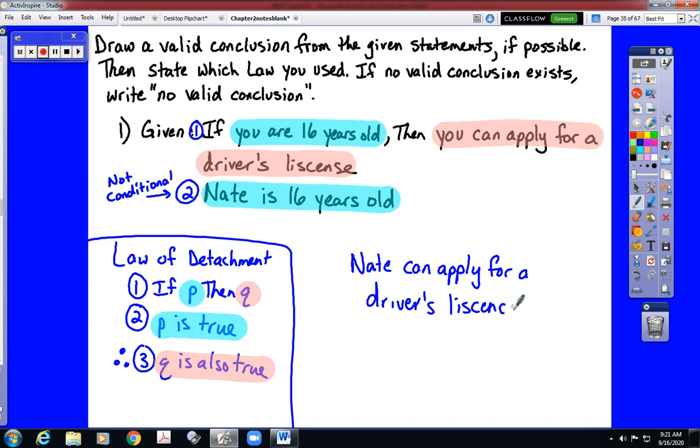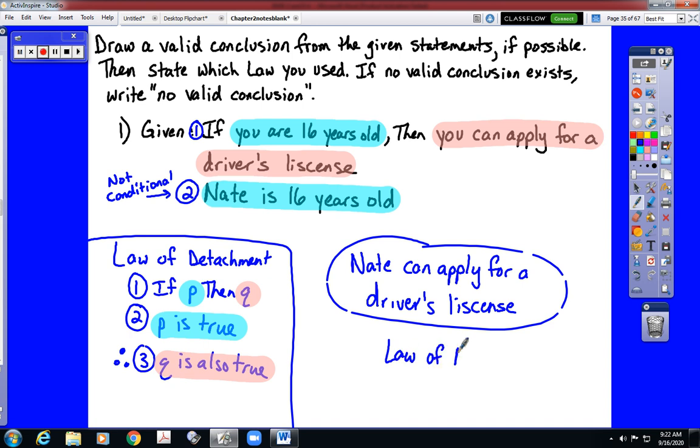That is the valid conclusion that we can reach. Probably should spell license right since I'm putting this on YouTube. And that is reached using the law of detachment. That fulfills the directions. We have drawn the correct conclusion, and we have stated which law we used. Since there is a valid conclusion, the third part of the directions does not matter.